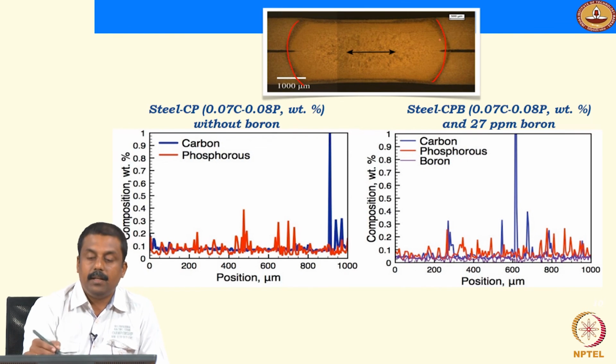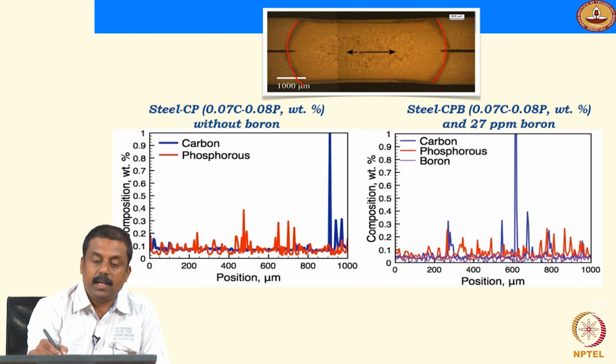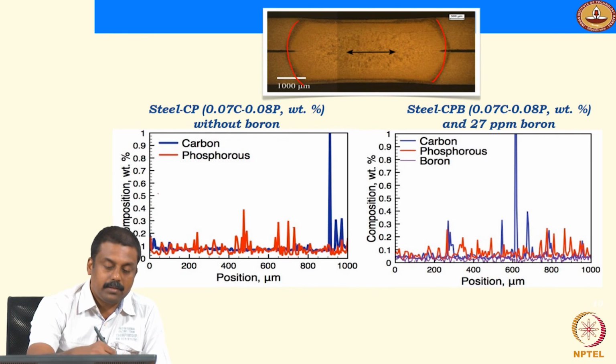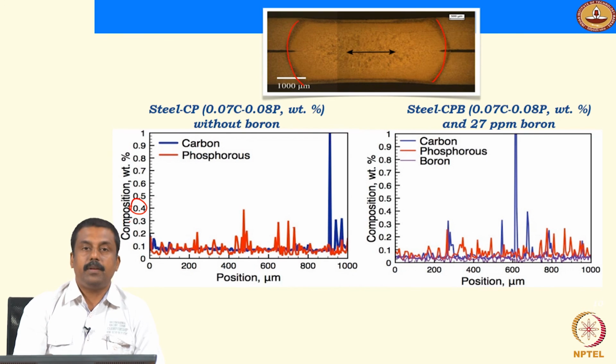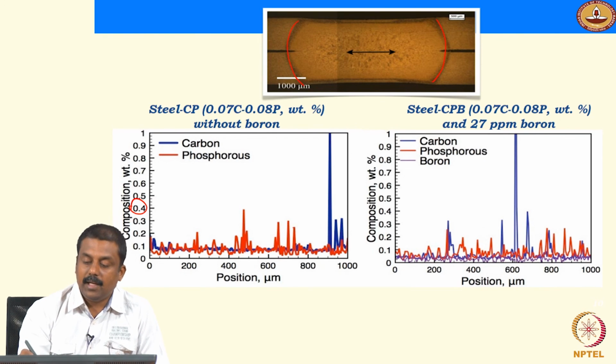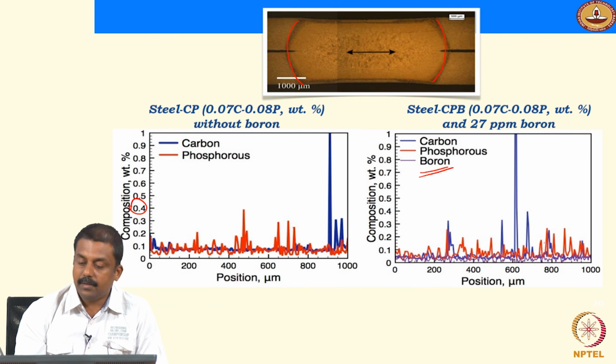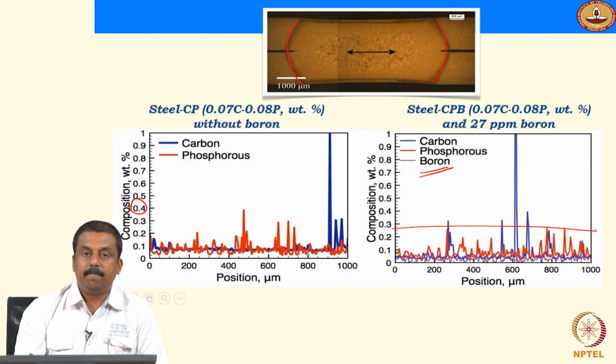When you look at the elemental mapping along the center line, the black arrow, you would see the interdendritic regions. The phosphorus segregation can be seen to be as high as 0.4, as I showed you in the calculations in the video. In steel with 30 ppm of boron, you see the red, the phosphorus concentration can decrease to even less than 0.3 locally. So the boron is indeed effectively reducing the phosphorus segregation.